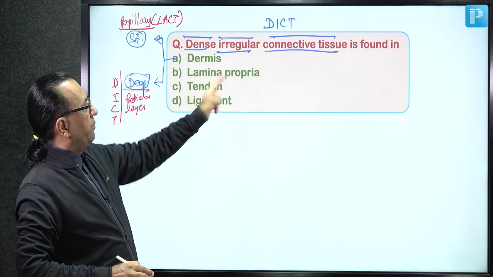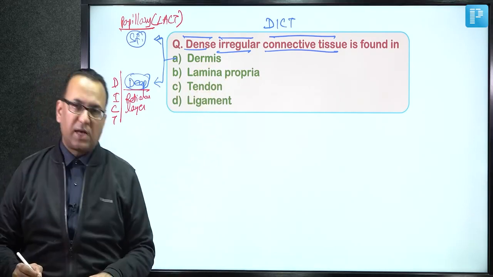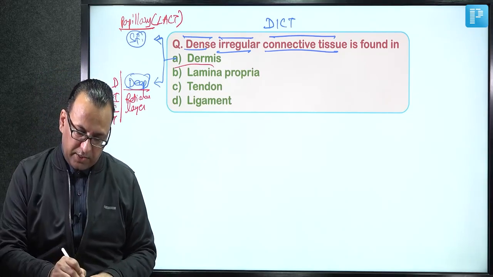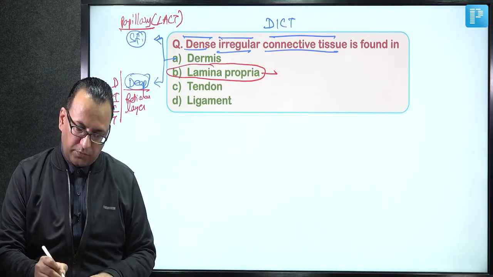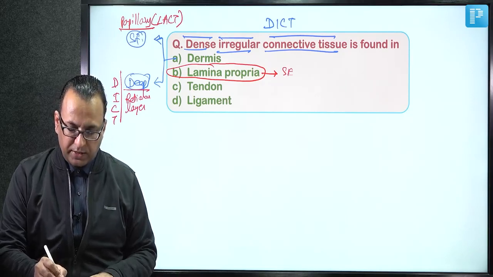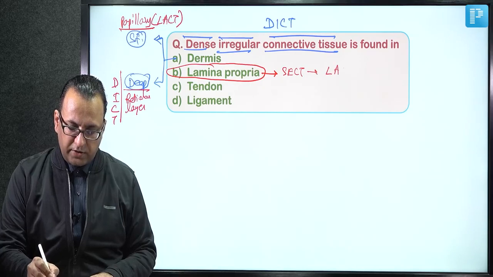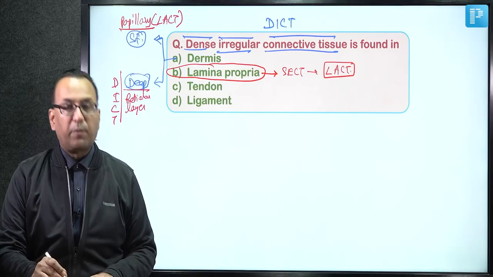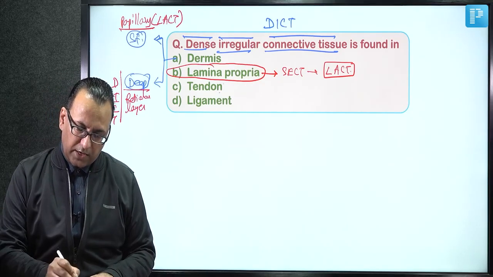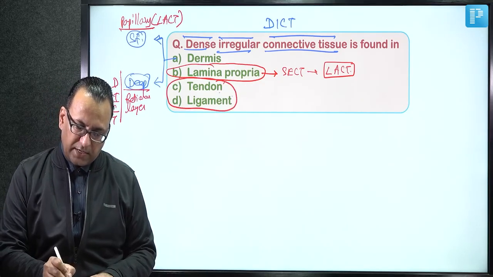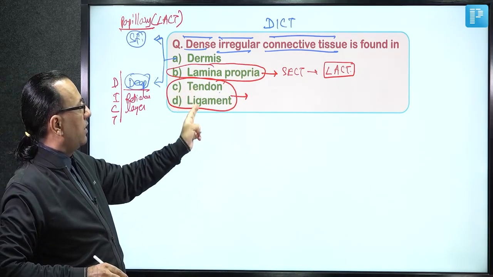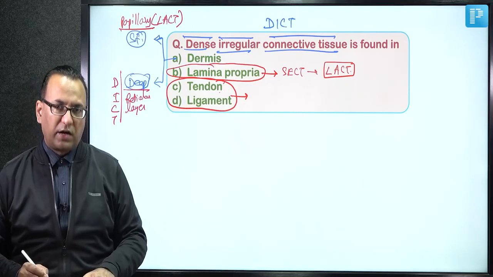What about the lamina propria? Lamina propria is the subepithelial connective tissue. And the subepithelial connective tissue, like in the gut tube, respiratory tube, renal tube, genital tube, is loose areolar connective tissue. But this question is about the dense connective tissue. So this cannot be our answer. Then what about the tendon and ligament? They are dense connective tissue. Tendon, ligament, or the flat tendon aponeurosis, all three are dense but regular connective tissue.